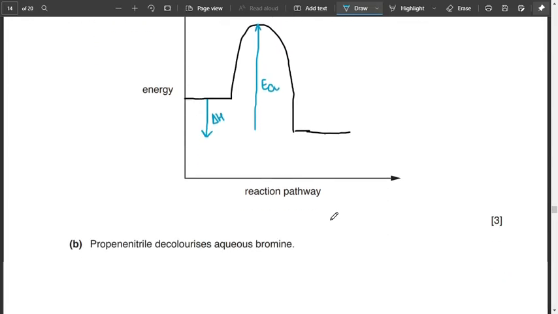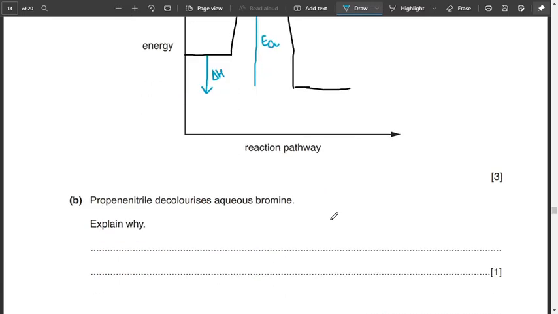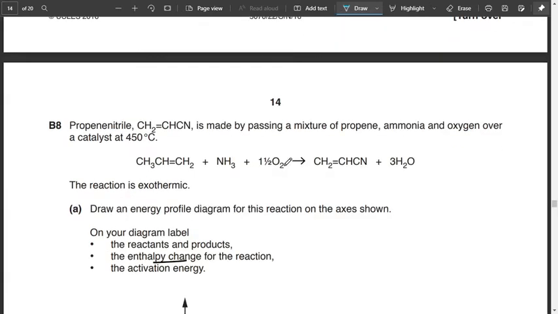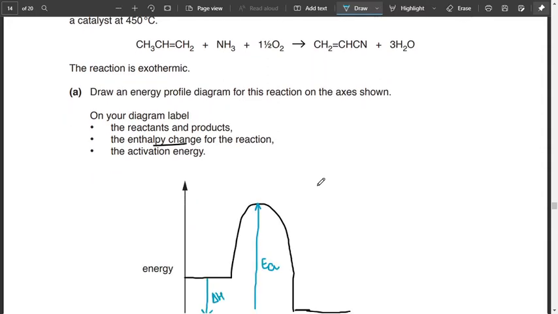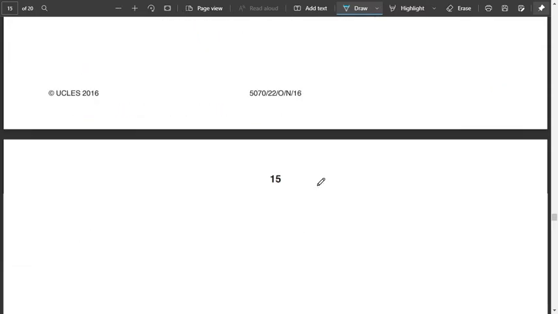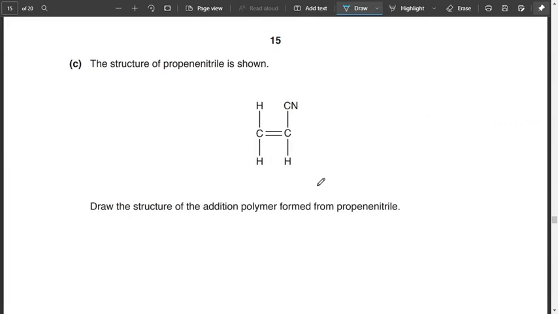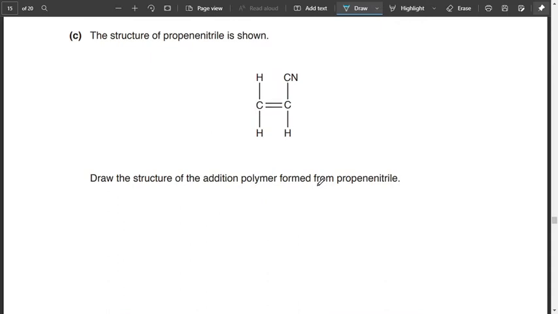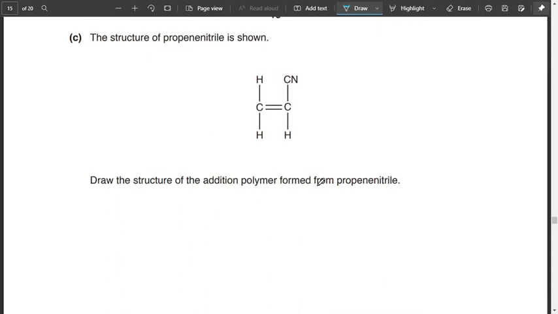Now moving on to part B, propene nitrile decolorizes aqueous bromine. Explain why. It is because there is a C double bond in it. As we can see, it has a C double bond in it. Hence, it will decolorize bromine since it will react with it. That is why. The structure of propene nitrile is shown. Draw the structure of the addition polymer formed from propene nitrile. We can show the addition polymer.